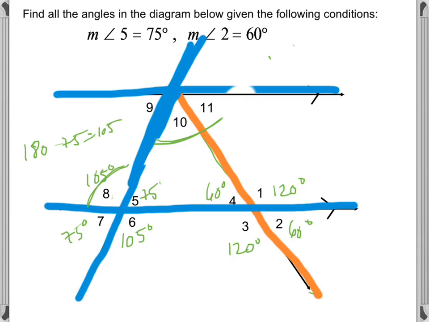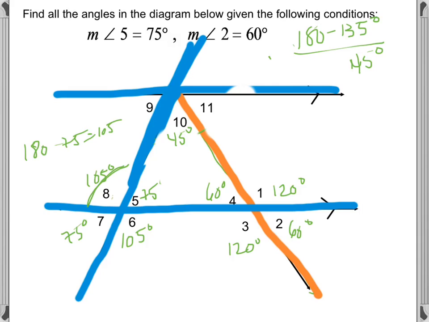Oh, actually, there's another thing that you could use. You can use that 10, 5, and 4 are inside of a triangle. So the angles inside of a triangle have to add to 180. So we know that angles 4, 5, and 10 have to add to 180. 5 and 4 together add to 135. So 180 minus 135 would be equal to 45 degrees. So 10 must be 45 degrees.